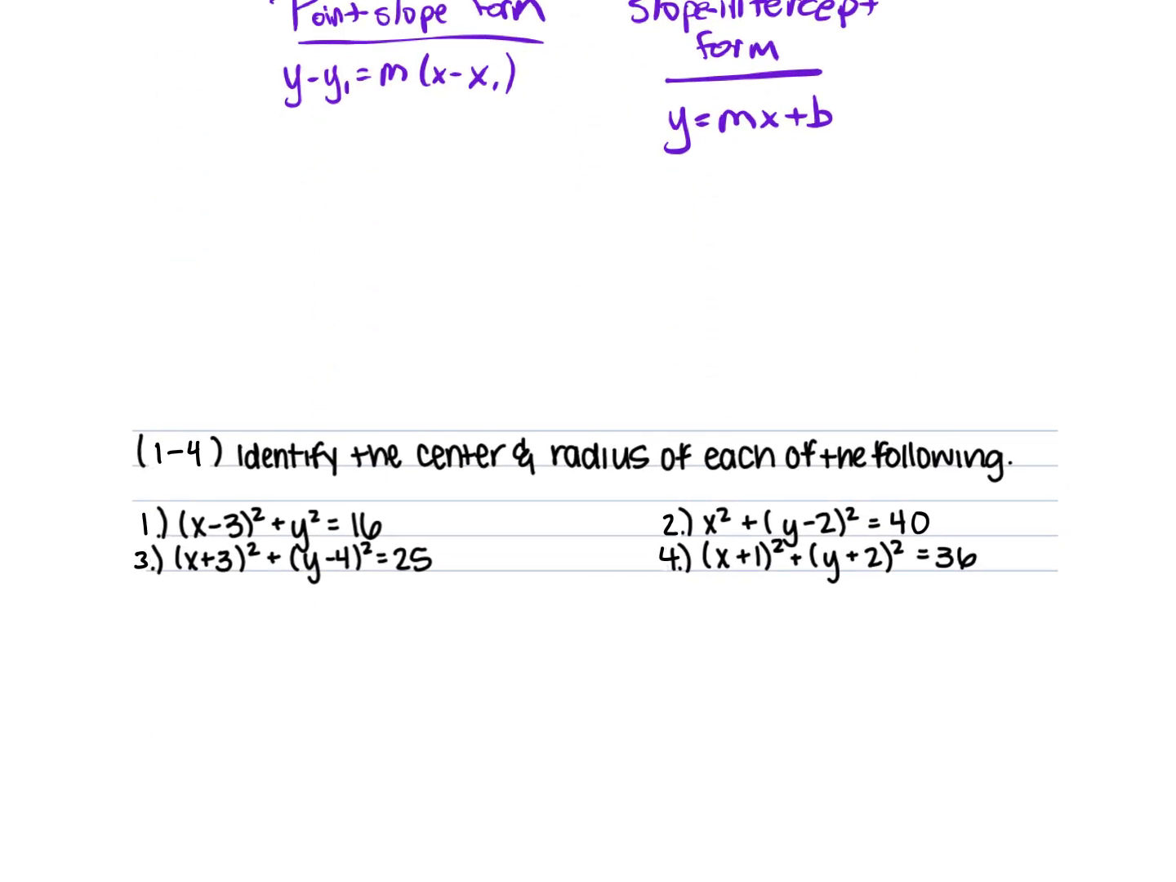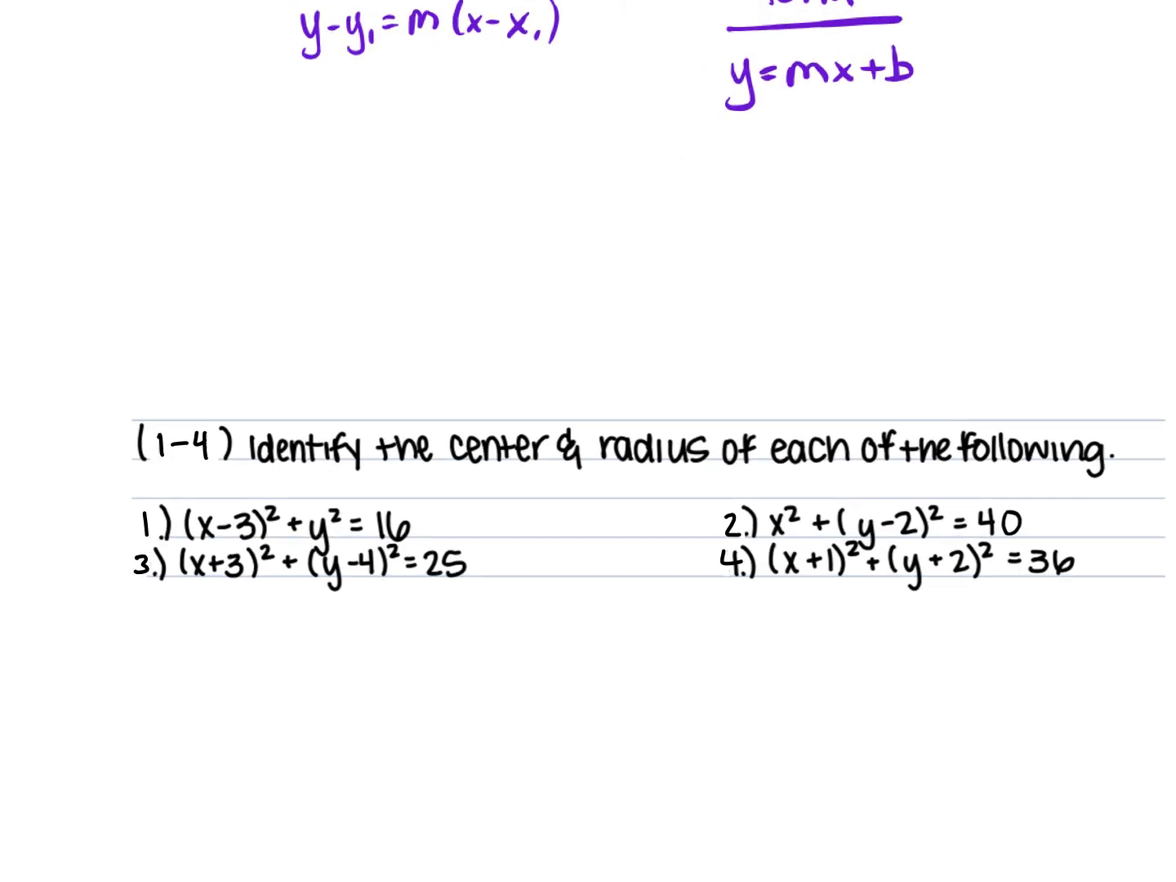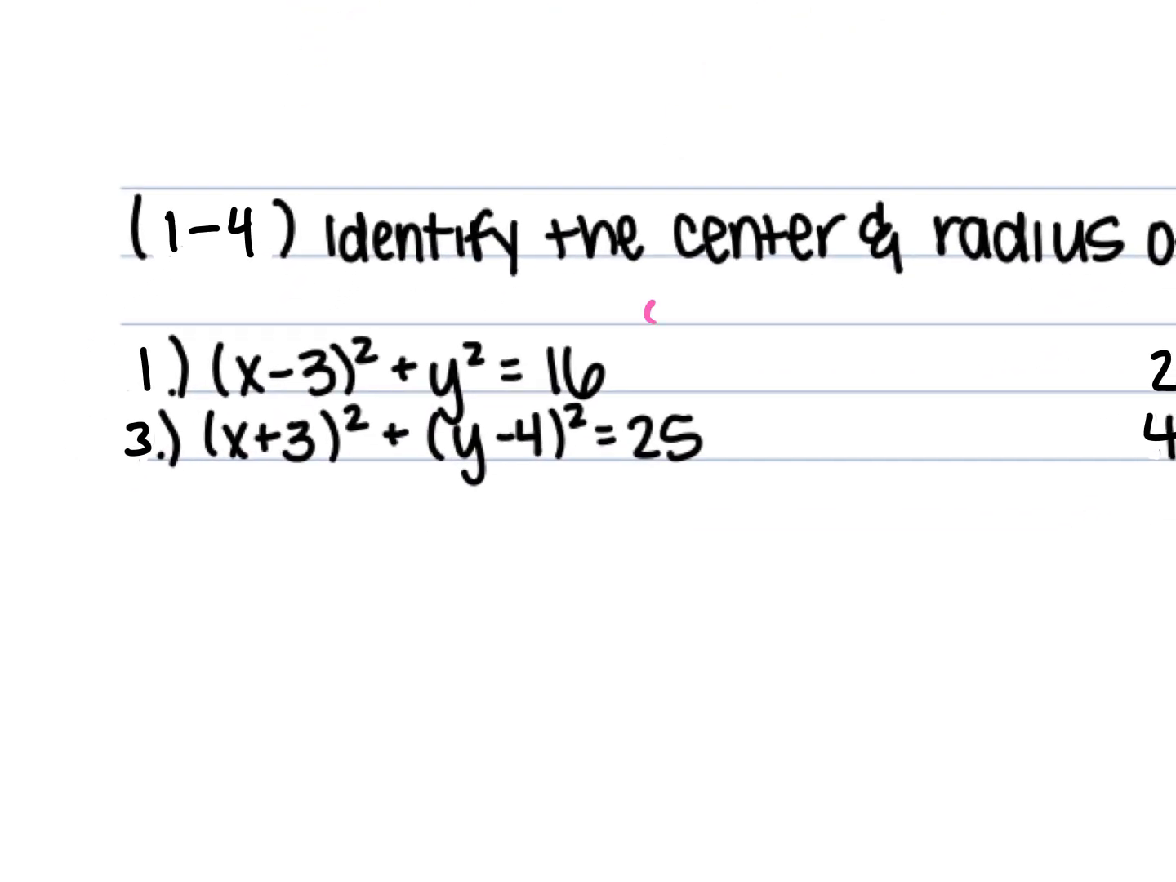So let's take a look at the bottom 4 questions. So let's start with number 1. It says identify the center and the radius of each of the following. So let's find our center. What would the center be for number 1? Awesome. 3, 0. What we're adding to the x and what we're adding to the y, but here we're not adding anything to the y, so it would just be 0. And then what is our radius? Perfect. We take the square root of what it's equal to, so that would be 4.